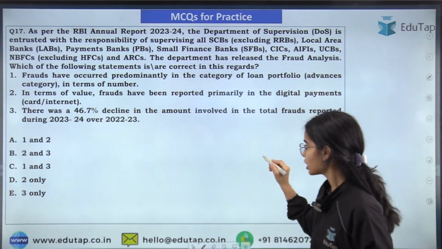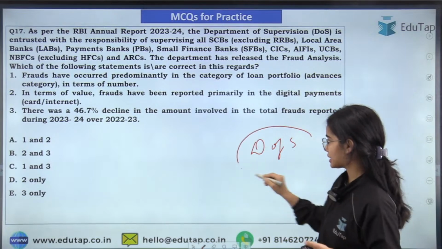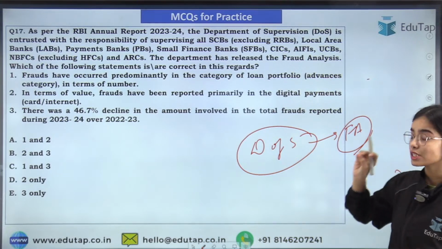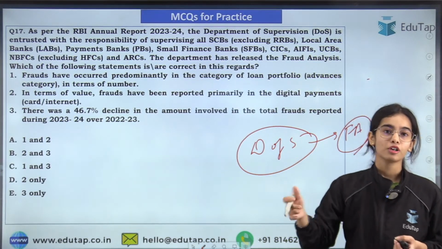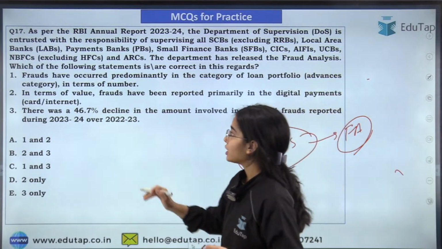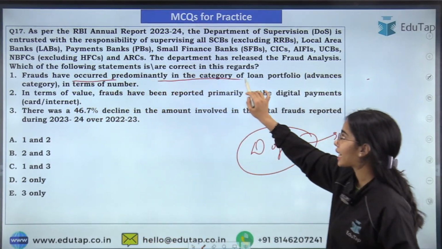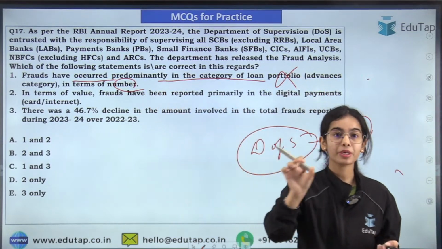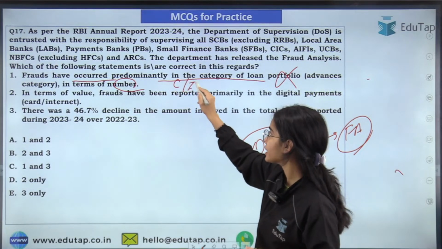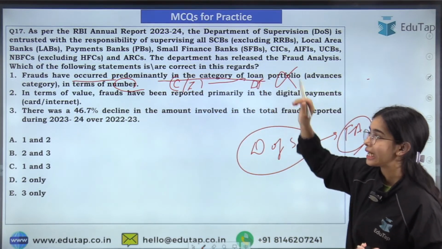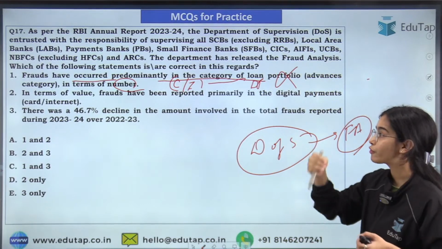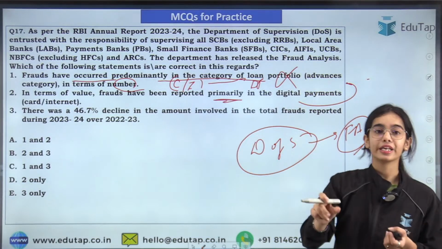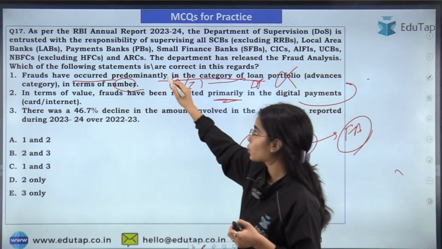So in case of frauds, the Department of Supervision is the one that releases the data for the fraud analysis. So you have to tell which of the following statements is or are correct in regards to the fraud analysis. Okay. So here, frauds have occurred predominantly in the category of loan portfolio. No. In terms of number, the frauds have happened mainly for card or internet, that is for digital payments. In terms of value, the frauds have been reported primarily in the loan portfolio category, in the advances category. Okay. So both these statements are incorrect.